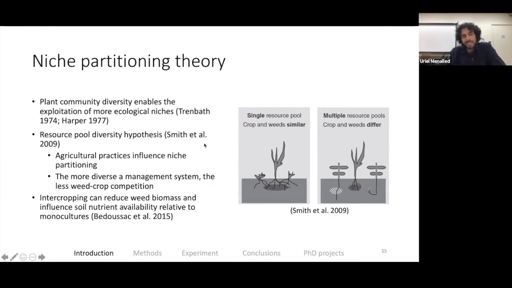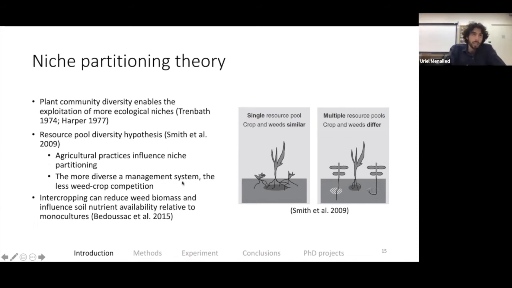So the idea is, if a farmer plants the same crop year in and year out, they're likely to select for a weed community that's very similar to their crop and consequently very competitive against their crop. Whereas if a farmer diversifies their management system through practices like crop rotation or intercropping or varying their fertility and tillage regimes, they will keep their weed and crop community out of sync, and consequently there will be less intense weed crop competition.